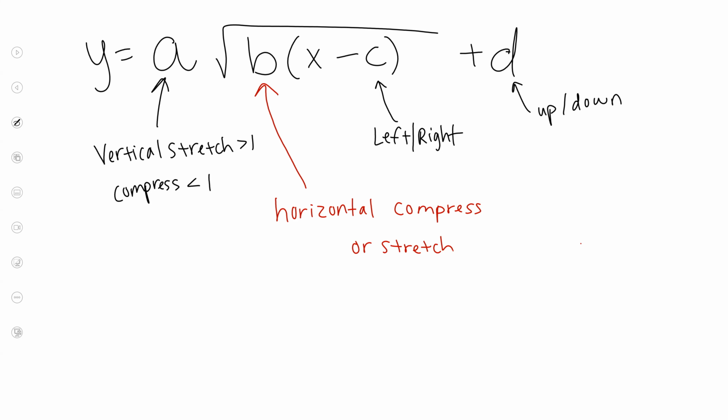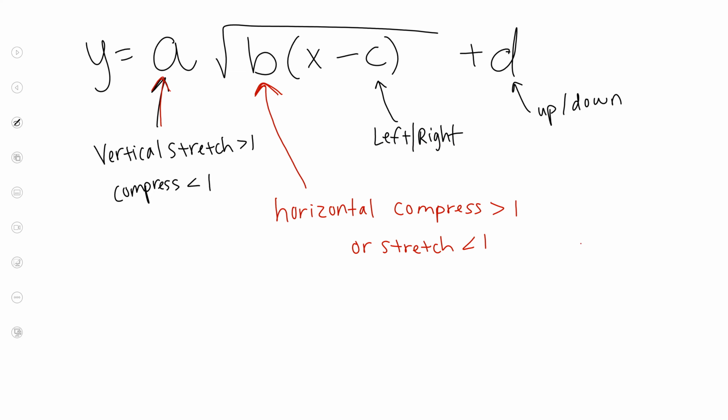And the rule is different. It's going to be opposite of the vertical one. This time, it's a stretch if it's less than 1. And if it's a compress, it's greater than 1. That's the difference. If the number is inside where the B is, not outside like A, it's a horizontal compress or stretch, and the rules are opposite, okay?